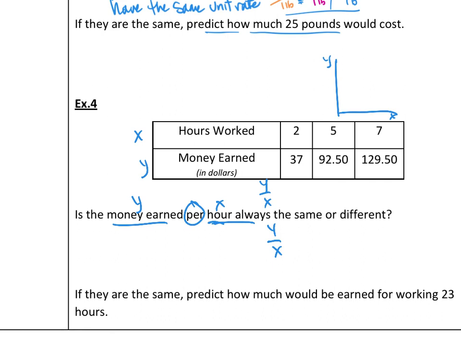So this first one is going to be $37 over 2 hours, right? And then we're going to write out these other two. Hit pause. Write those other two out. Let's see if you know.